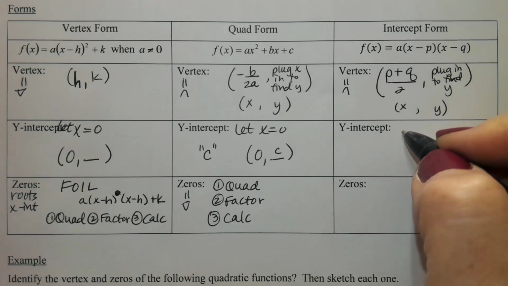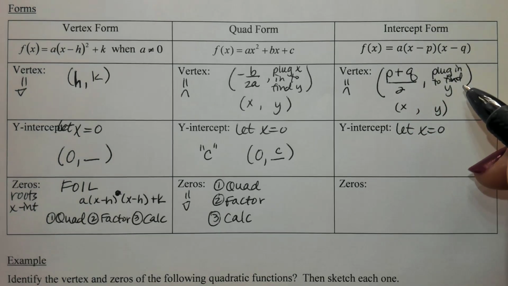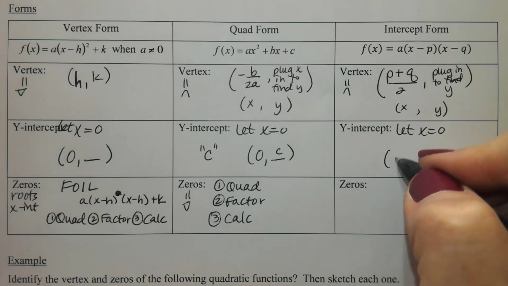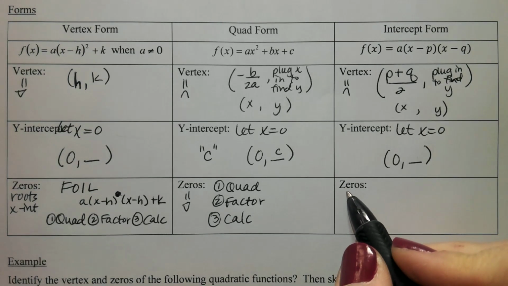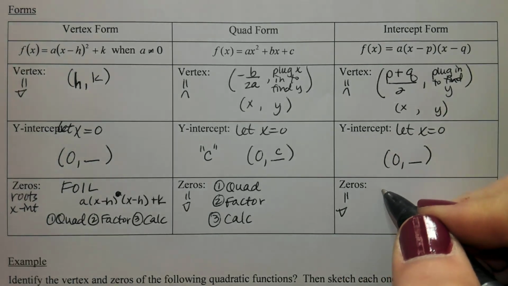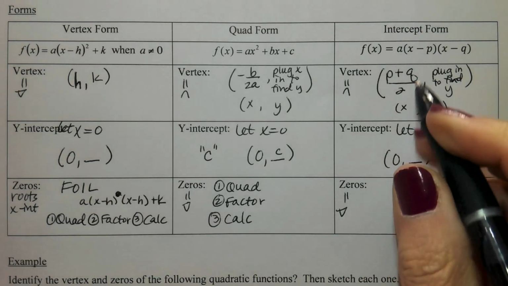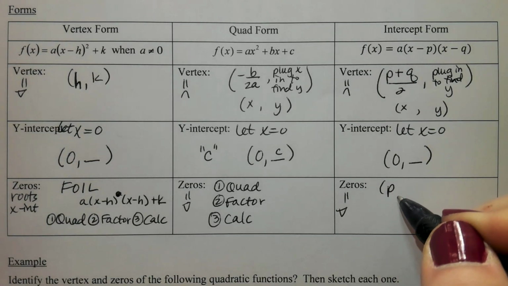Your y-intercept, you're still going to let x equal 0. And then do your simplifying and see what you end up with. So you're going to have a 0 and then a number. And to find your zeros or your x-intercepts, they actually are really nice on this one. So you get to just say that your x-intercept is at p.